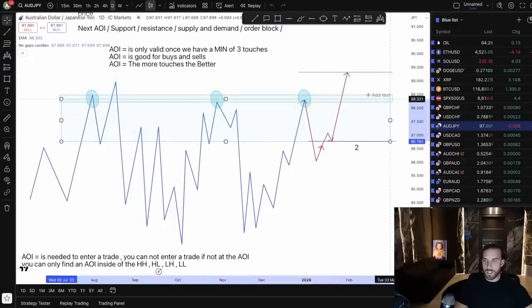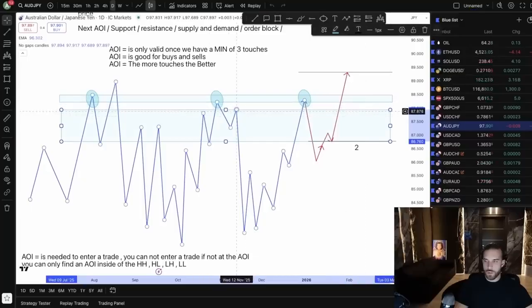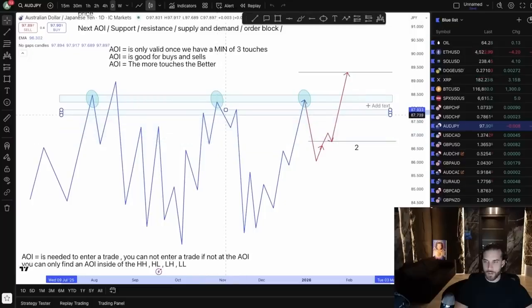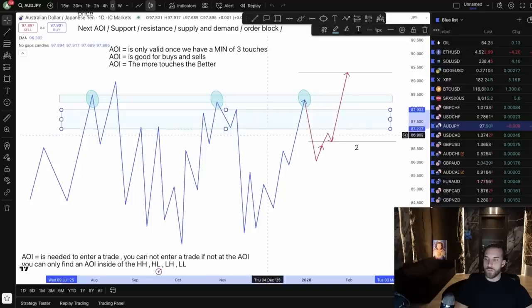So we already understand this is area of interest 1. Let's keep working our way down. We run into this structure point right here. Can we add another structure point right here? Sure. We have 1, 2. Is that a valid area of interest? No. Can we make a big zone like this and we get 1, 2, 3, 4? Sure. But the zones have a maximum and minimum sizing.